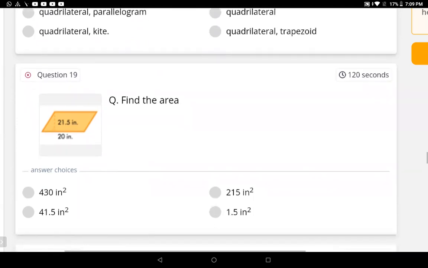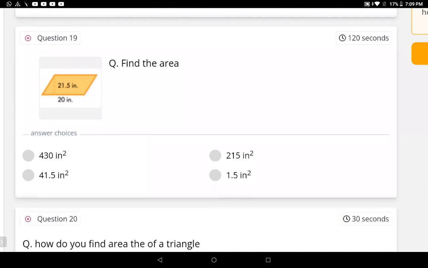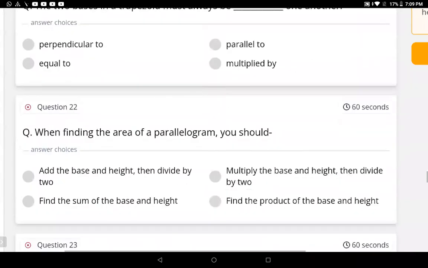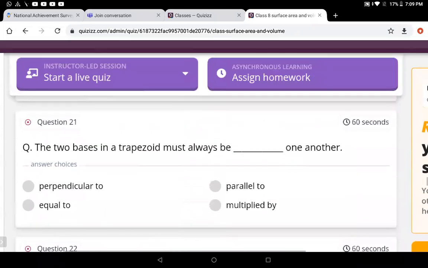20 into 21.5 together, it's 43. 430 inches square, right. Next one.